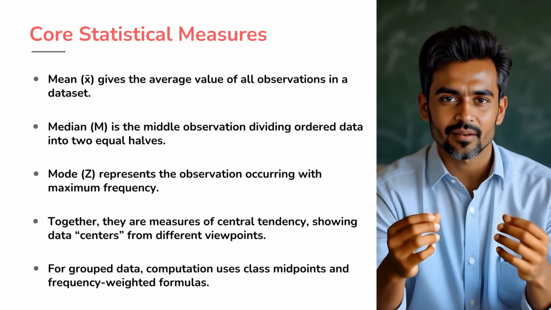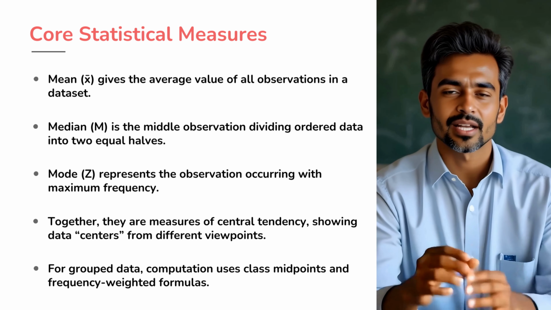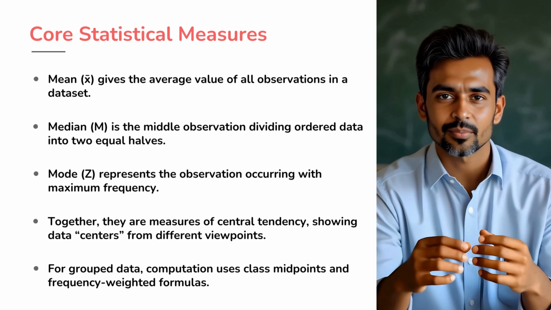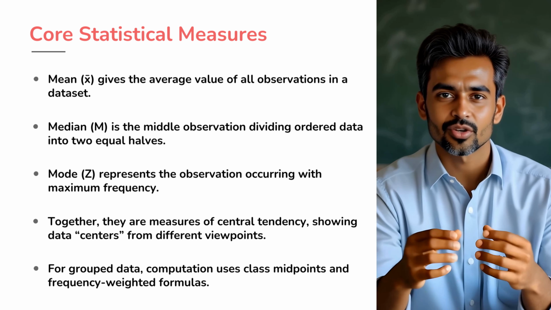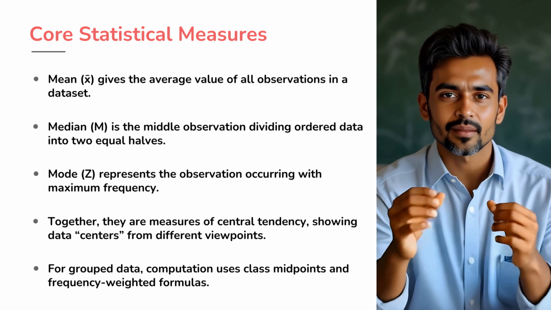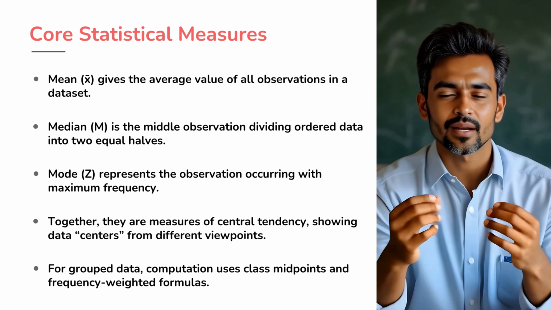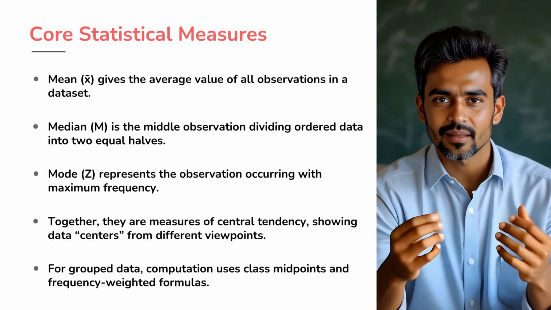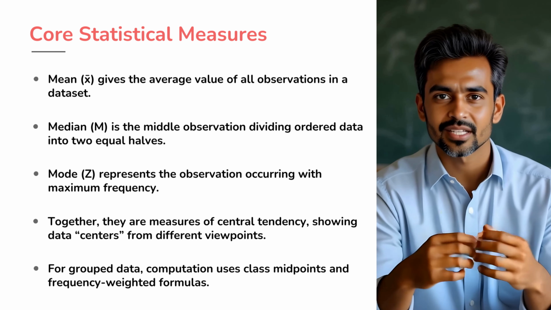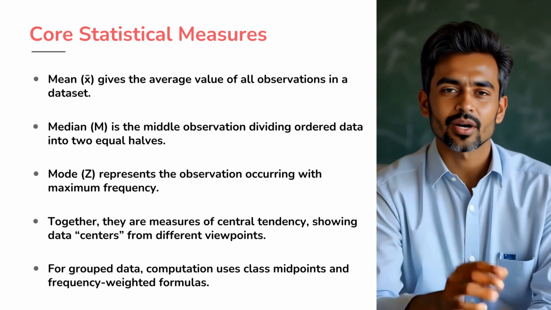When dealing with group data, we can't list every value. So instead, we use class midpoints, the average of the upper and lower boundaries of each interval. The formula for mean looks like this: x bar equals summation of fi times xi divided by summation of fi. Or in words, multiply each class midpoint by its frequency, add them all up, and divide by the total frequency. That's your mean. Think of it like balancing a seesaw. Every frequency adds weight at a midpoint, and the mean is where the seesaw balances perfectly. In symmetric data, these three measures meet at the same point. But when data leans left or right, they drift apart, showing how skewed our data is.